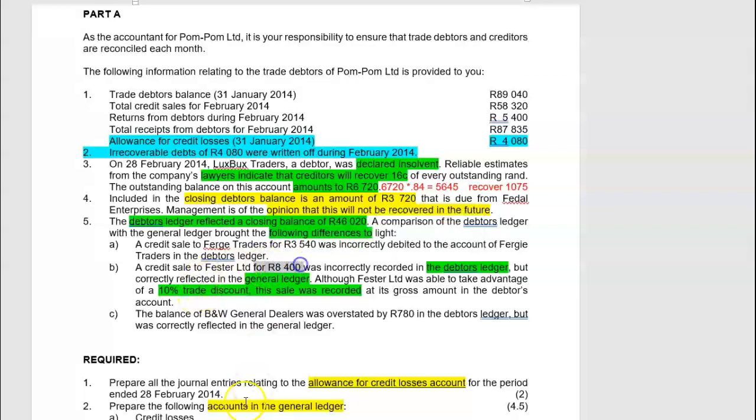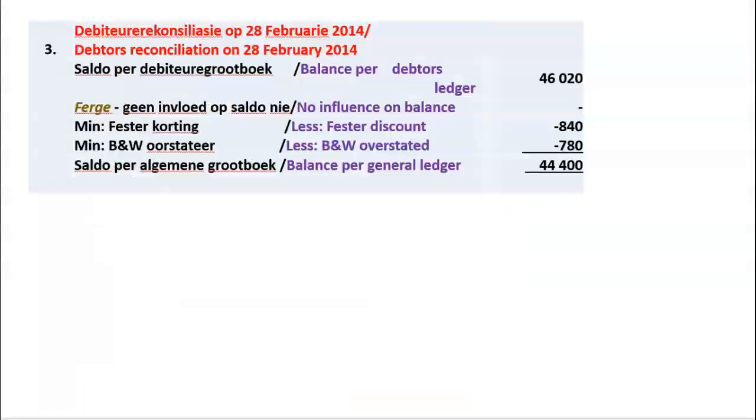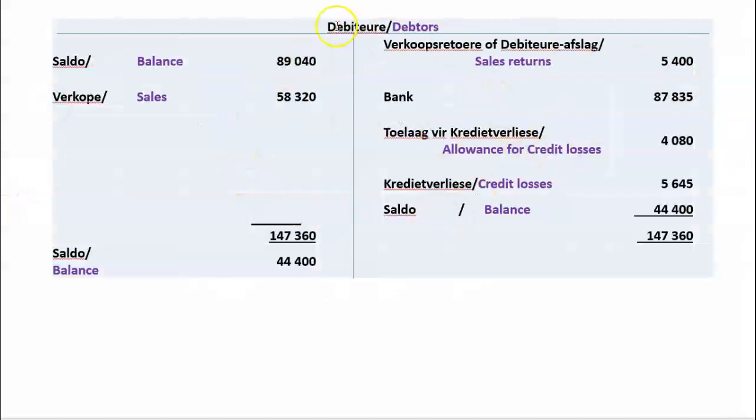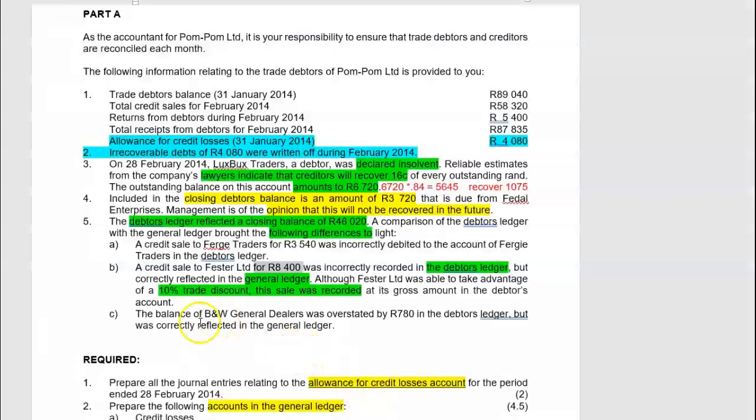Now, 8,400 Rand was the credit sale that we've made to this guy, Festa. So what are we going to do? 10% of 8,400 Rand is 840 Rand. So in Festa's account, we're going to credit his account with 840 Rand. So we're going to reduce the balance on his account with 10% of 8,400, which equals 840 Rand. No entry will be passed in the debtors control account because the debtors control account was right, was correct.